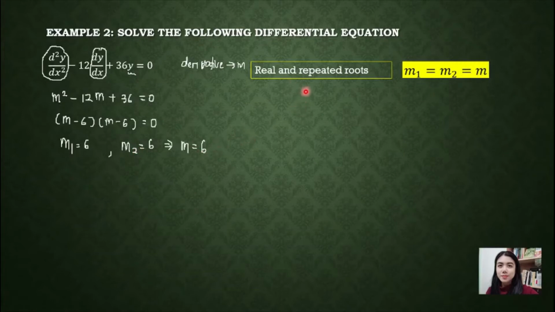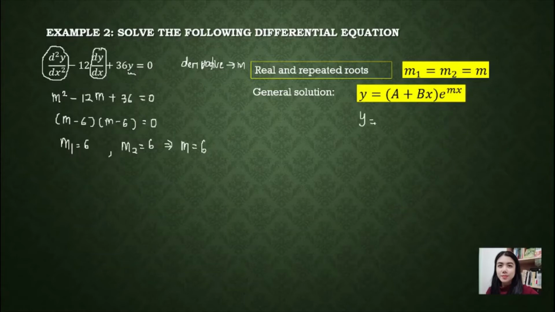Now, real and repeated roots will have the general solution in this form. Your general solution will be y equal to (a + bx) e to the power of mx. Your m here is 6, so 6 multiplied with x. So this is the answer for the general solution.